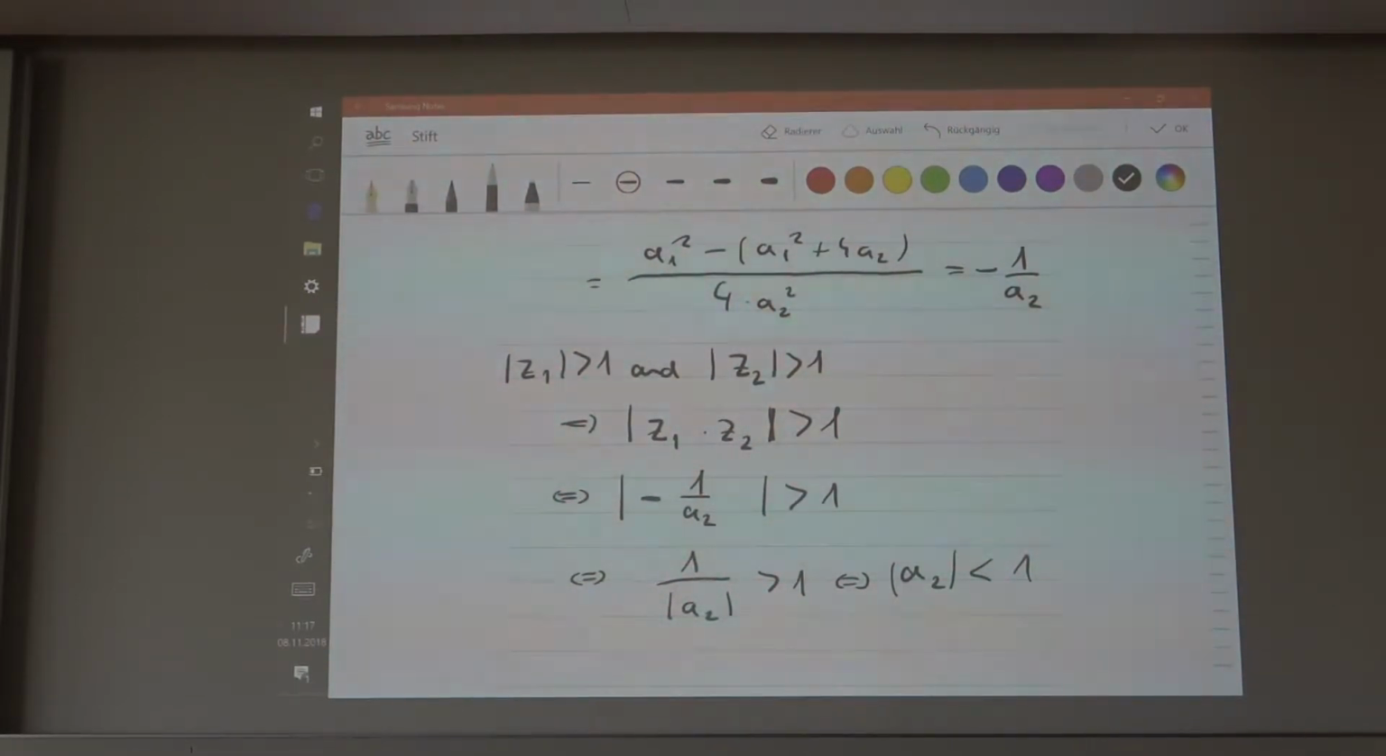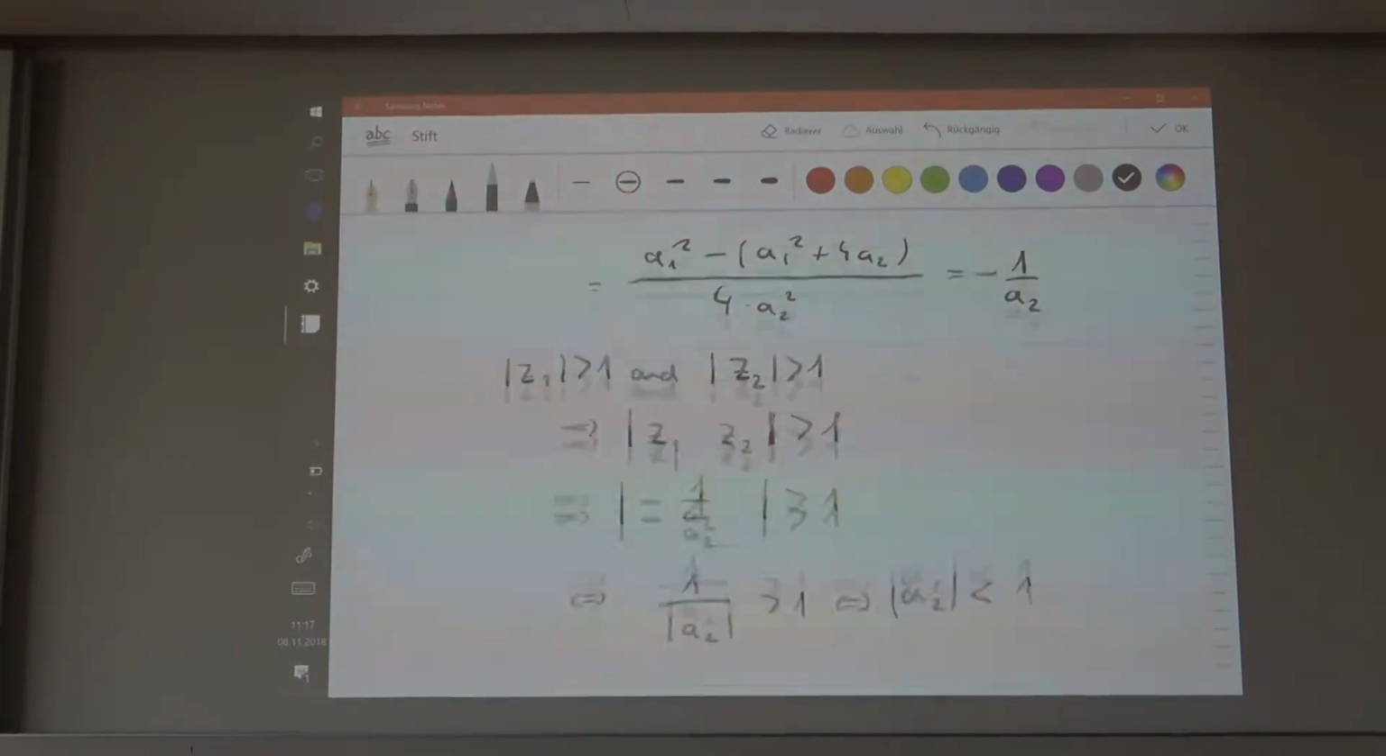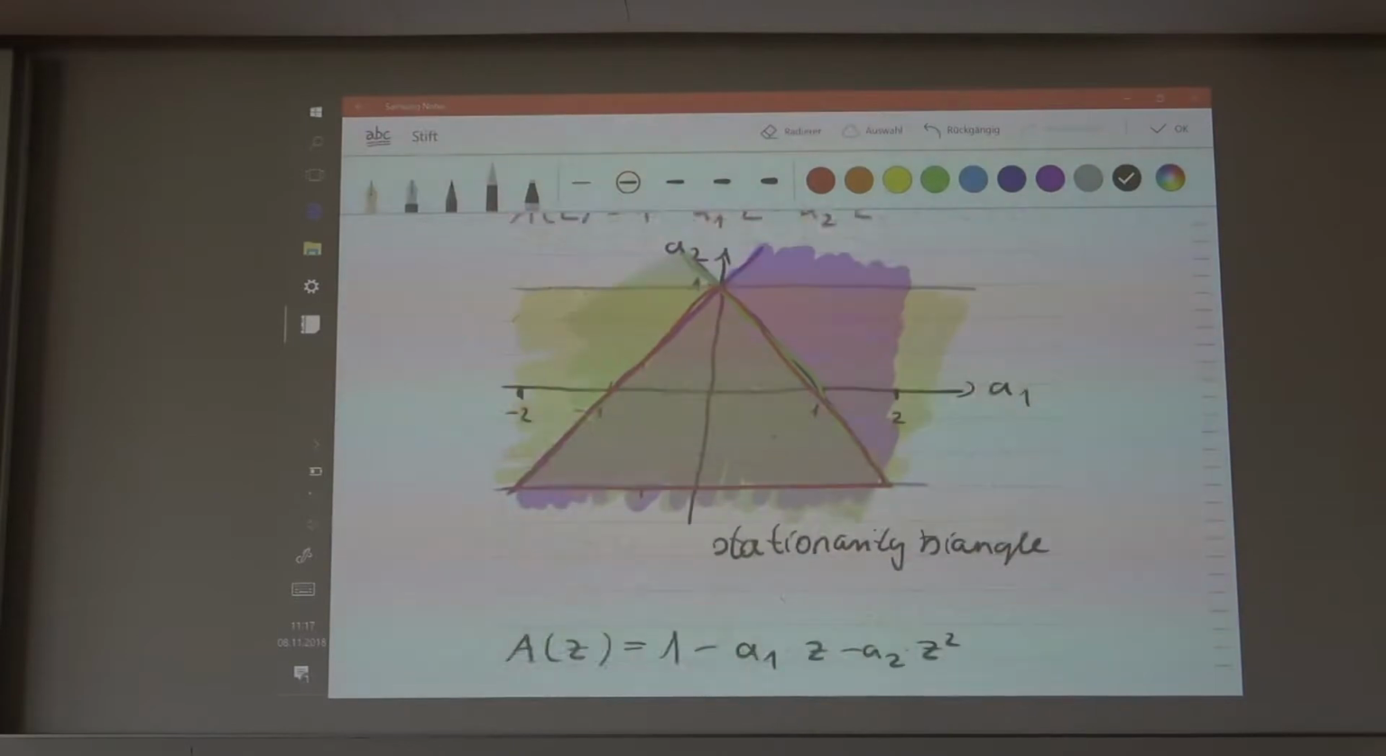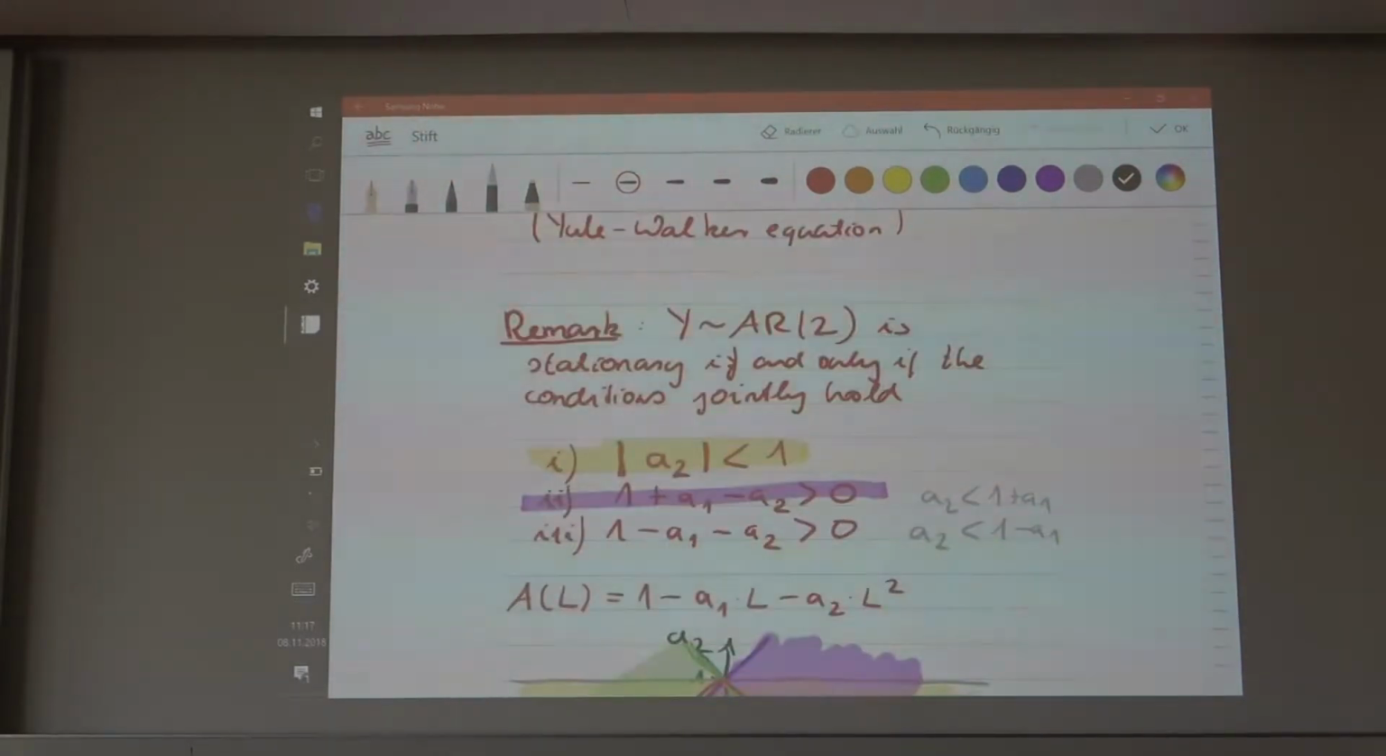That's going to be it. So that was the first condition of the stationarity triangle, basically. That's where it's coming from. So if the absolute value of this coefficient is not less than 1, then the process cannot be stationary.